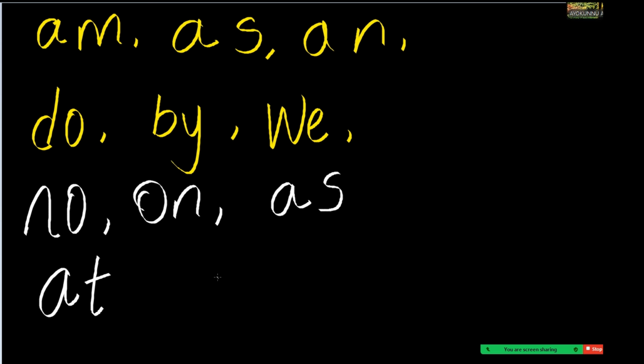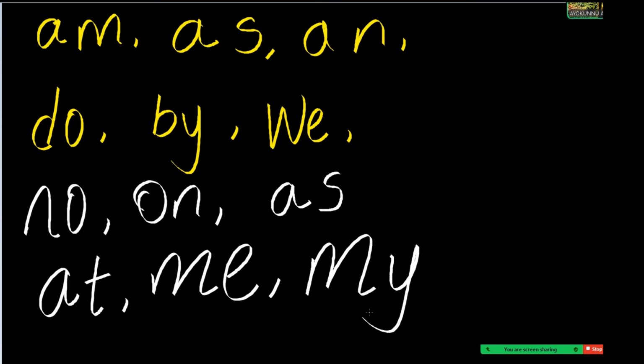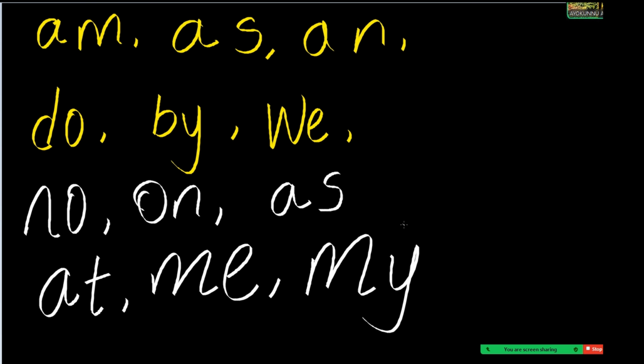So now I can see that you can read these words. Now let's look at another one. What about this word? What is this? Me. That's correct. What is this one? Try it. My, that's correct. So now what is this one? Yes, what is this? Okay. Now what is this one?